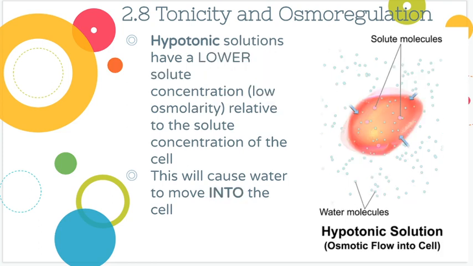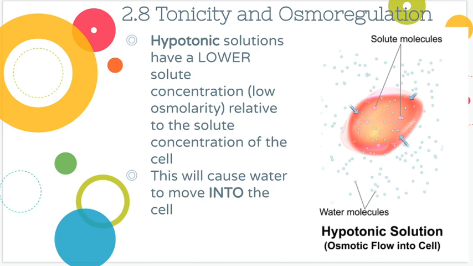Hypotonic solutions have a lower solute concentration relative to the solute concentration of the cell. So in other words, the solution has a low osmolarity. In other words, low solute, high water concentration. If I put my cell into a hypotonic solution, water is going to move into the cell. And so a good example of an organism that lives in a hypotonic solution would be a paramecium, this single-celled organism.